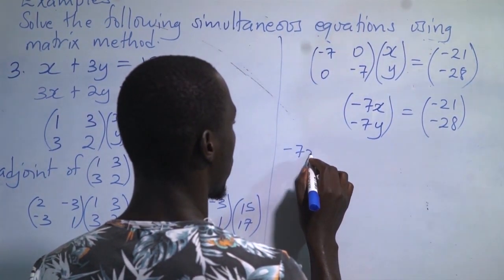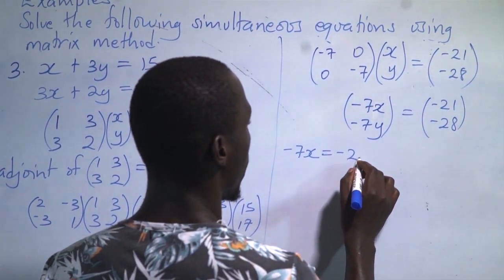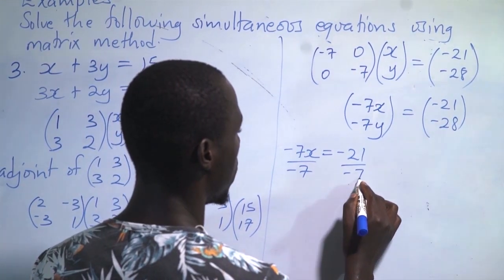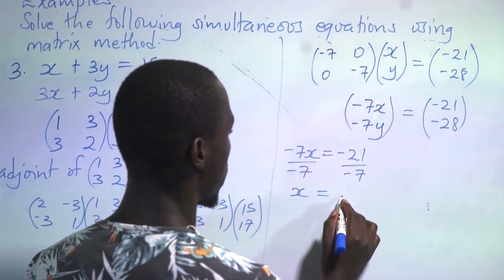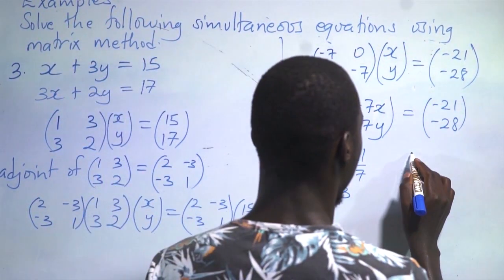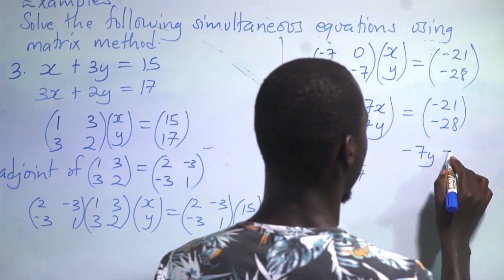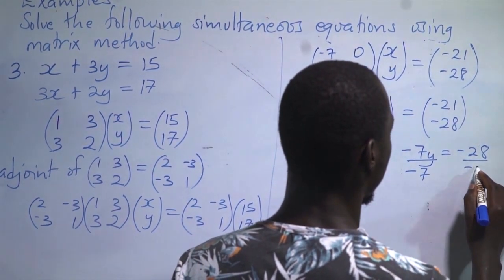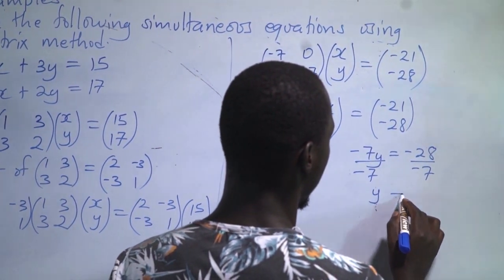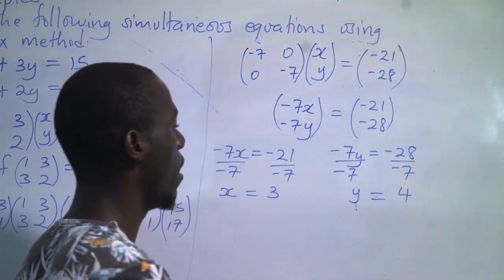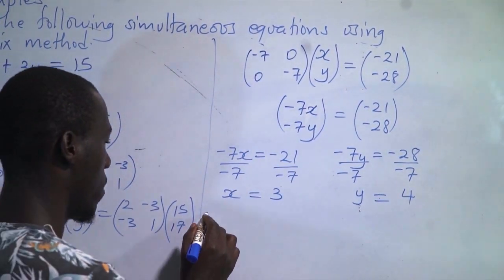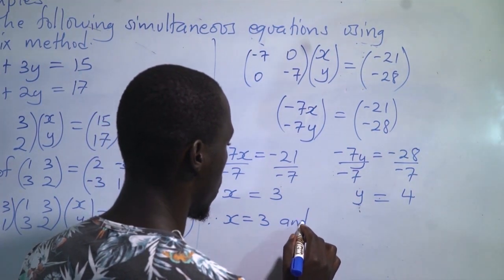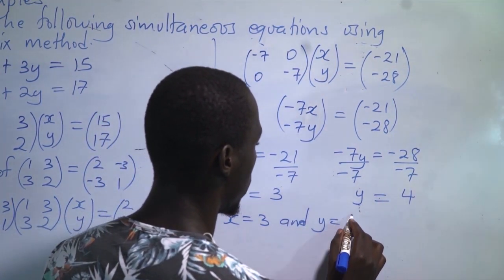So the negative 7x is equivalent to negative 21. Dividing both sides by negative 7, I get the x value as a 3. Then the negative 7y is equivalent to negative 28. Dividing both sides by negative 7, I get the y value as a 4. So therefore, my x value is 3 and the y value is a 4.